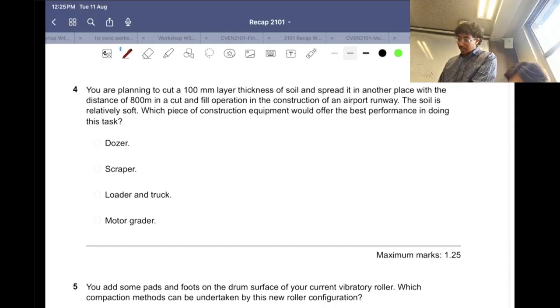What's the question? The question on the board. So you have 100 millimeters of layer thickness of soil. You want to spread it in another place 800 meters away. It's a cut and fill operation, and the soil is relatively soft. Scraper, you are correct. Scrapers are self-loading and they haul in a single pass. That makes them ideal for a relatively short distance of 800 meters, or medium distance. It's not that thick, and it's also soft soil, so a scraper would work in this scenario. Cool.